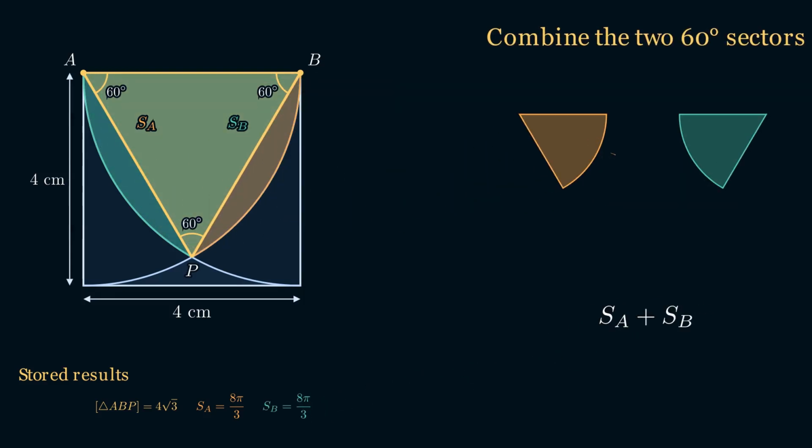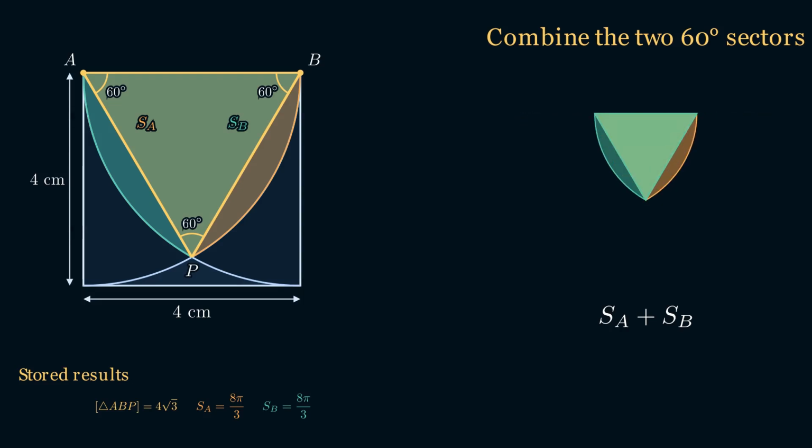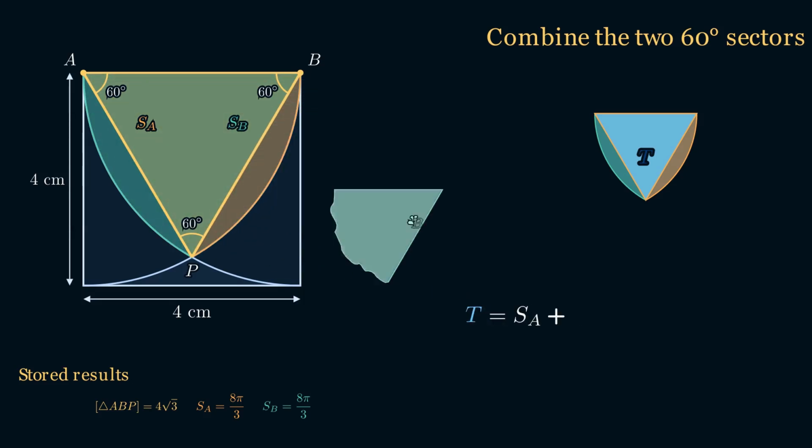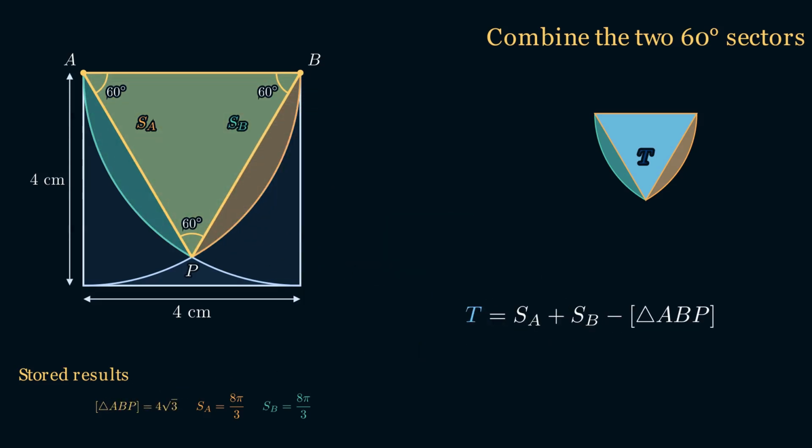Now add the two 60-degree sectors. Triangle ABP is contained in SA, and it is also contained in SB. So when the two sectors are added, the same triangle is counted twice. The region T must contain that triangle once, not twice. Therefore, subtract one triangle only. This removes the extra copy, while one copy of the triangle remains part of T, so T equals SA plus SB minus the area of triangle ABP.